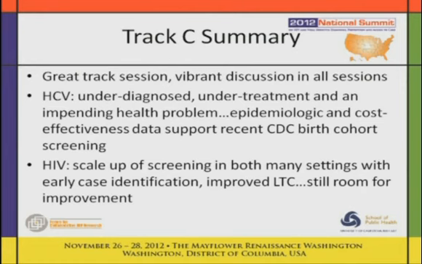On the HIV side, I think the news is a little bit brighter. We have been very productive over the last 6 years, 2 years since the last meeting. Scale-up of screening has occurred in many settings with earlier case identification, more frequent screening, improved linkage to care, and yet there's still quite a bit of work to do with HIV as well. So with that, I will turn it over and say thank you.